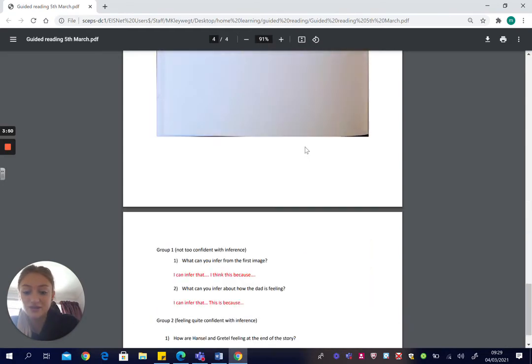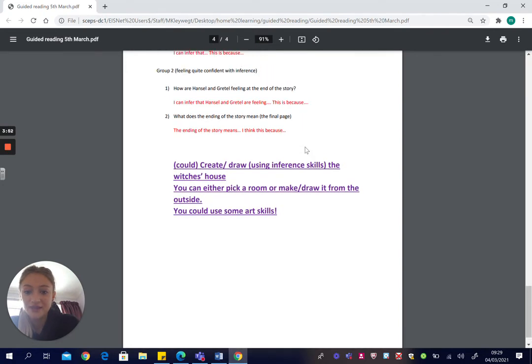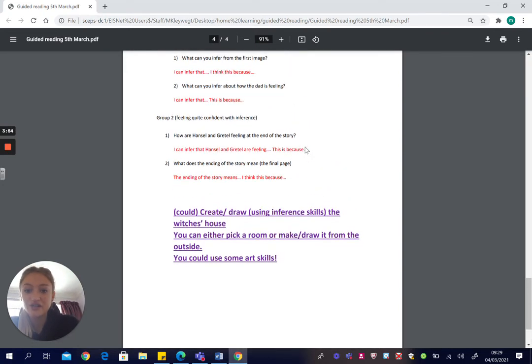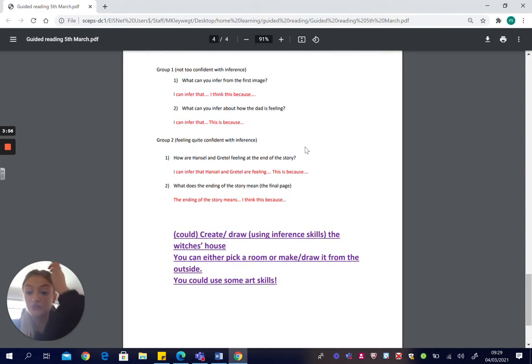So we are looking at inference. Group 1 is if you're not feeling too confident with inference and you want a bit more practice, so the questions are a little bit easier. The first one is, what can you infer from the first image? This is where we would like you to write a sentence about what you can infer about either the dad's thoughts and feelings or Hansel and Gretel's at that particular time.